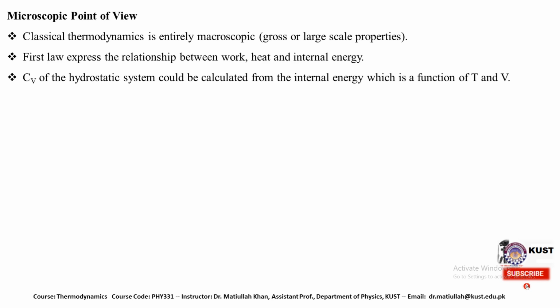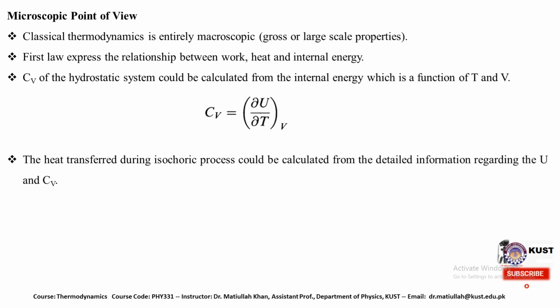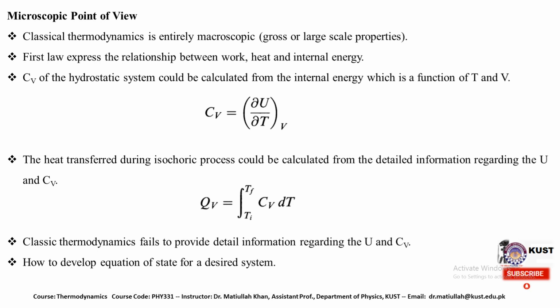Similarly, the specific heat at constant volume of the hydrostatic system could be calculated from the internal energy of the system, which is a function of temperature and volume, and that is given by Cv equal to the change in internal energy with respect to T when the volume is constant. So the heat transfer during an isochoric process could be calculated from the detailed information regarding U and Cv. That could be written as Qv equal to the integral of Cv dT from Ti to Tf.